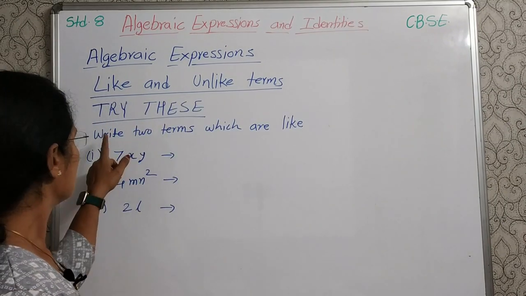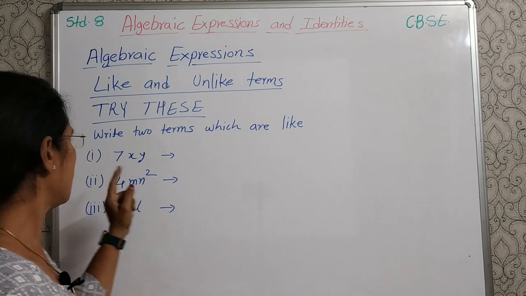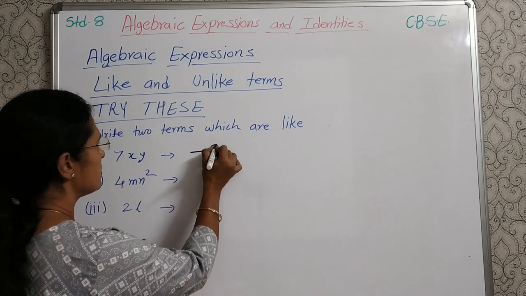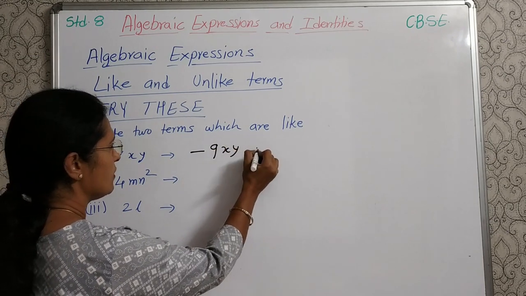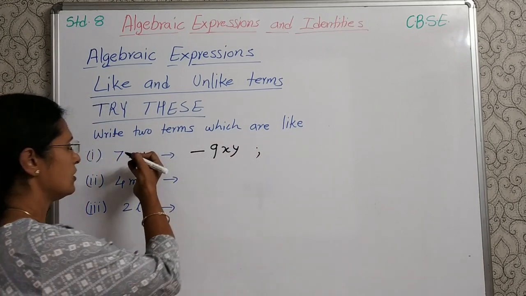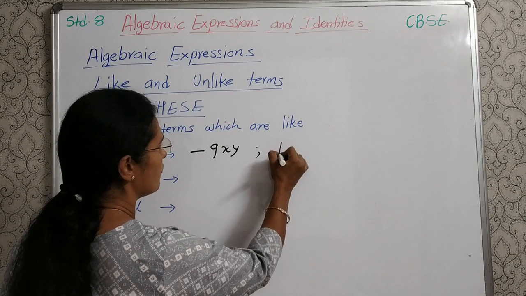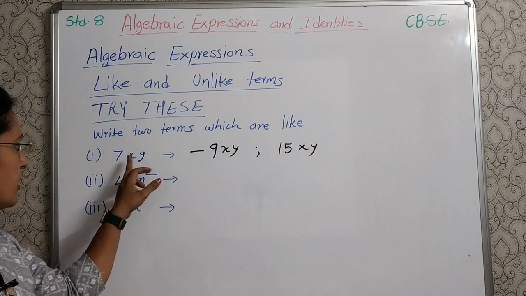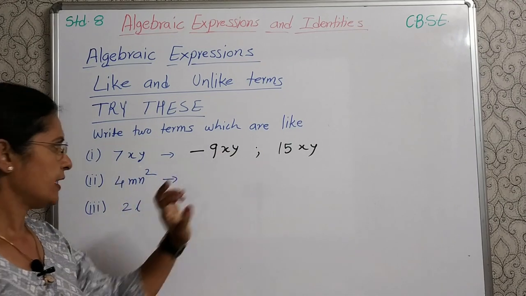Now try this. Write two terms which are like. First, 7xy. We can write minus 9xy. Another term which is like this is 15xy. So the xy variable is there. Therefore these are like terms.